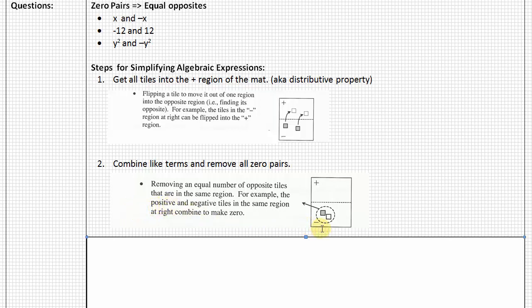We're going to focus primarily on what it looks like on the algebra mat, and then when we get to class, we'll combine that with starting to put in the traditional steps for what that looks like if we're not using algebra tiles. Let's go ahead and take a look at our first example.